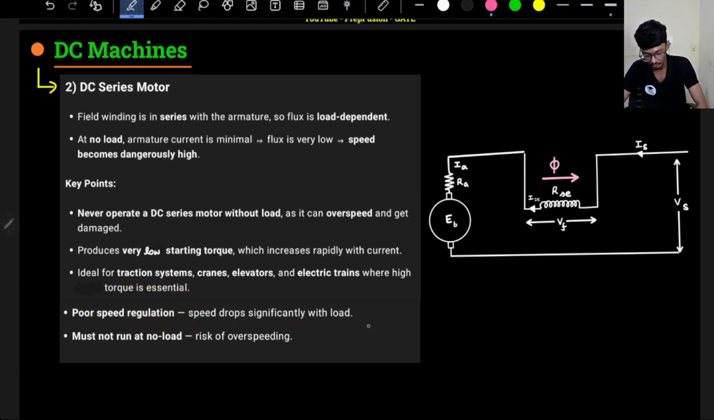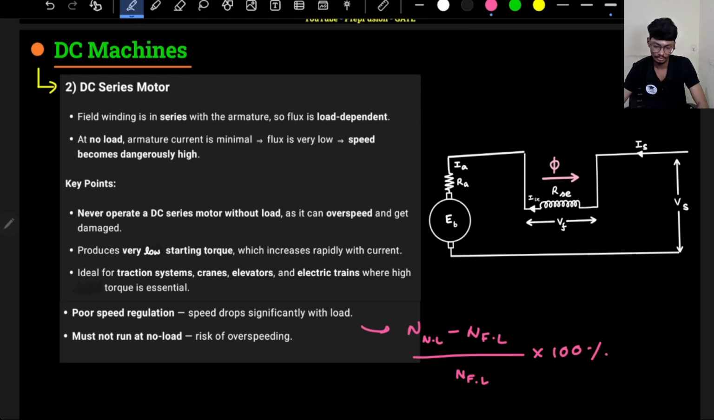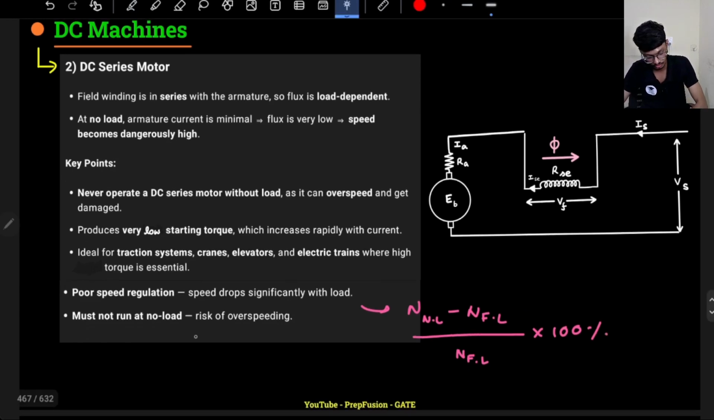So what is the formula for speed regulation? Similar to voltage regulation, speed regulation will be N no load speed minus N full load speed divided by N full load into 100 percentage. Okay, so this is the speed regulation, and we must not operate the motor at no load because there will be risk of over speeding. Okay, we must not do this. So these were a few points regarding the DC series motor. Okay, I hope you have understood all the things.